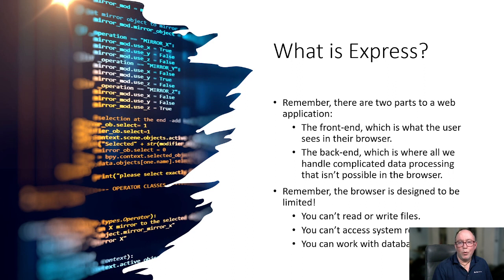So first, let's talk about what Express actually is. Again, remember there's two parts to every web application. There's the front end, which we just talked about: HTML, CSS, the things that your users are interacting with. Basically everything that runs in the browser on their computer, that's called the front end. And we're going to start working with the back end. Now you might be asking yourself, why do we need a front end and a back end? Why does that split even exist?